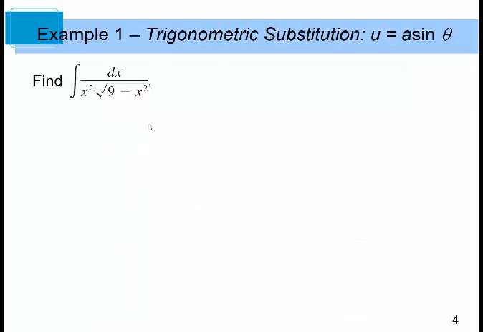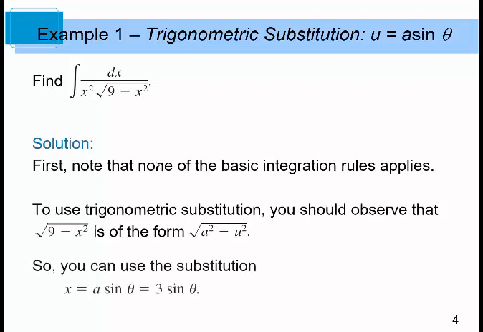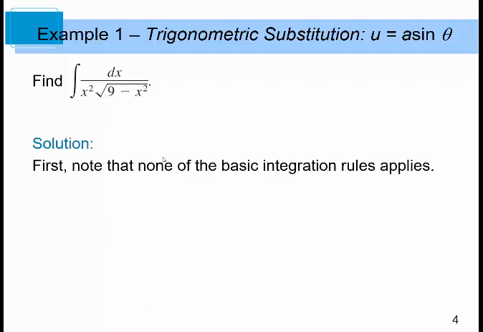So let's do an example. Find the integral of dx over x squared times the square root of 9 minus x squared. First, note that none of the basic integration rules apply here. You can't go to a table, you can't use the power rule, you can't use u-substitution. It's like, I don't know how to do this. Well, here's how you approach trig substitutions.